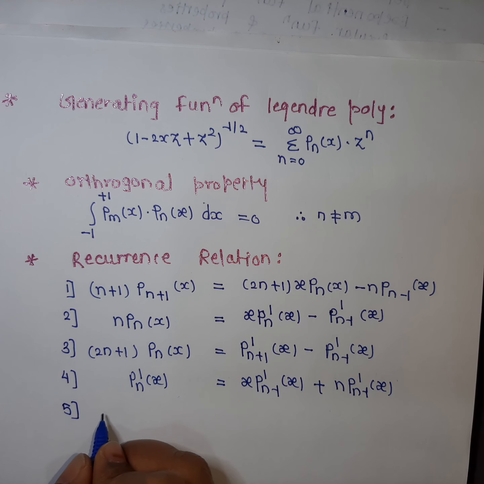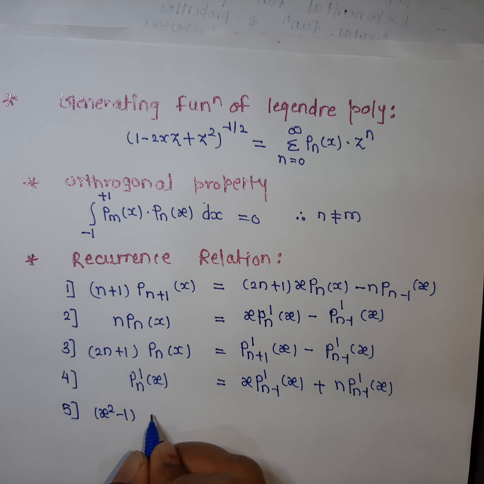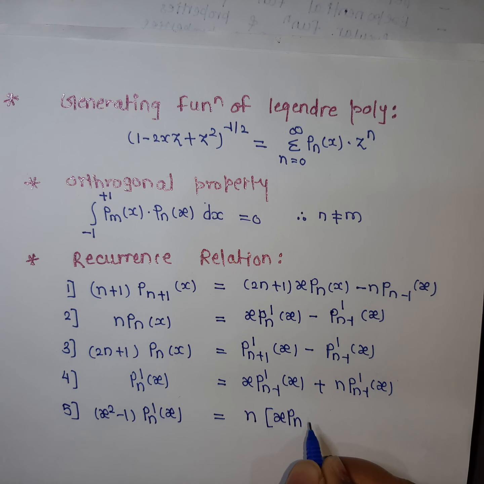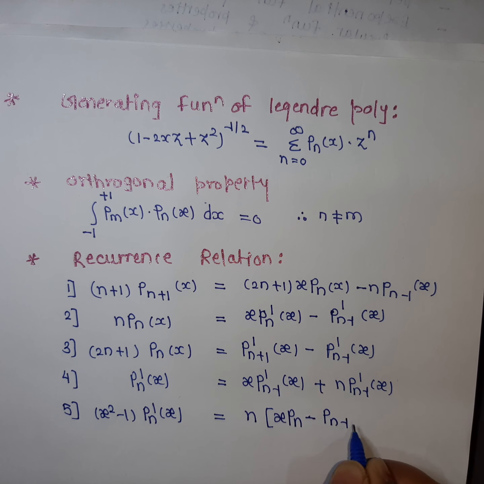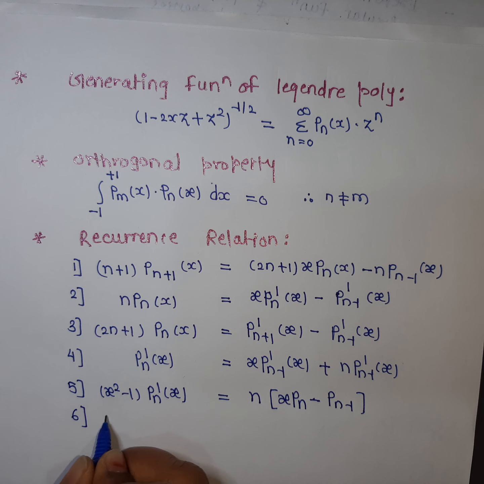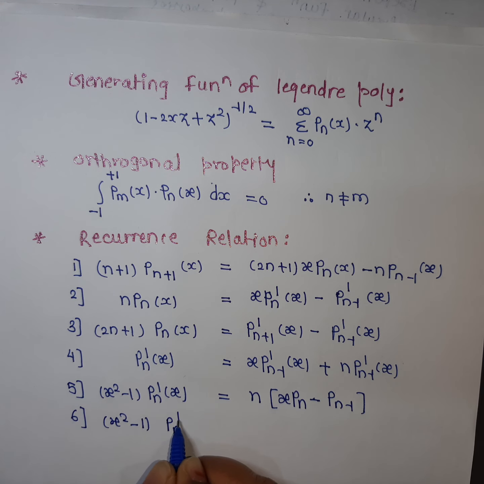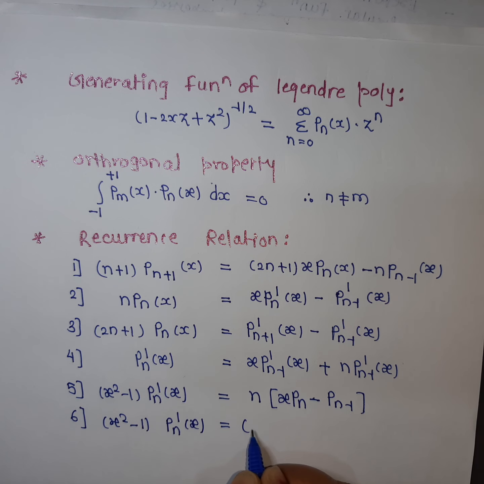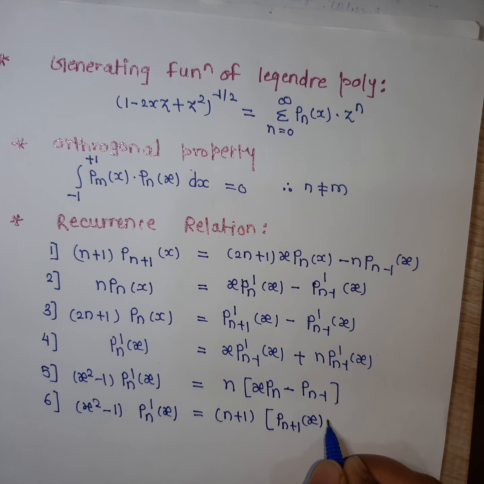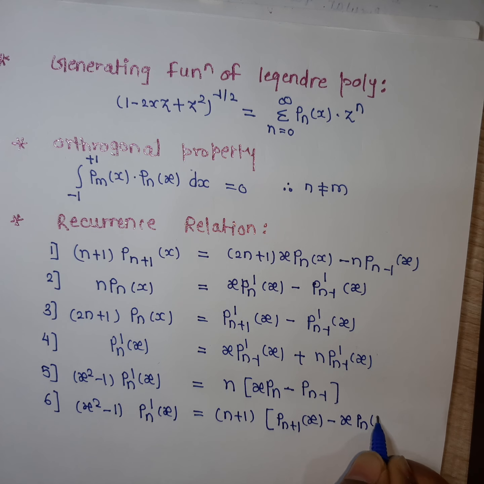Fifth one, (x square minus 1) Pn prime of x is equal to n x Pn minus n Pn minus 1. Sixth one, (x square minus 1) into Pn prime of x is equal to n plus 1 in bracket Pn plus 1 of x minus x Pn of x.